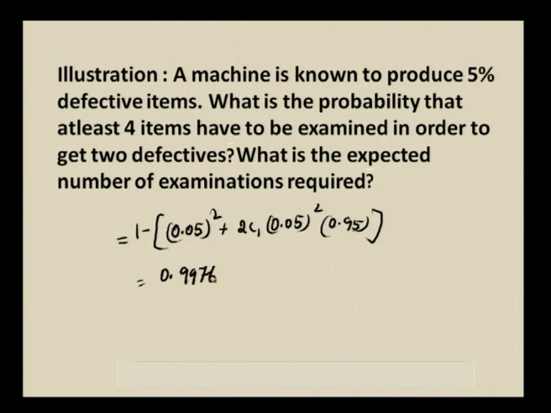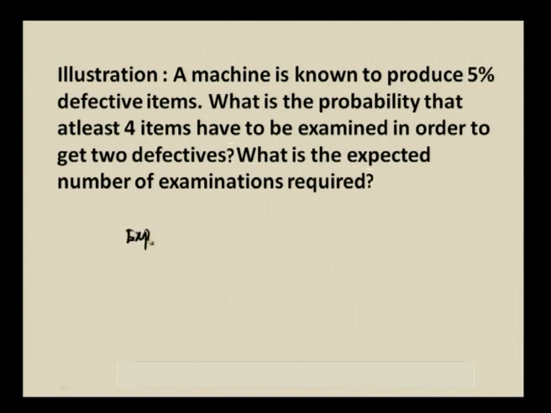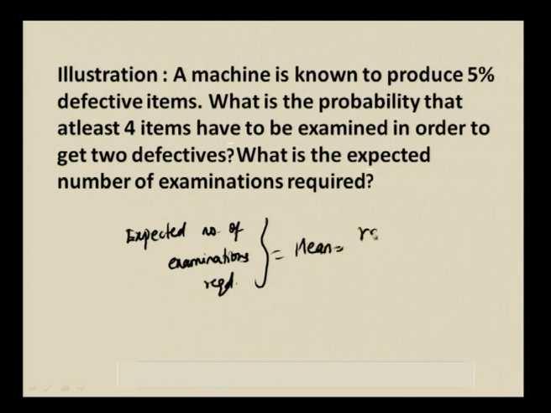And in this same question you are asked to find the expected number of examinations required. The second question, expected number of examinations required, is nothing but the mean. Mean is equal to rq/p squared. Here r is 2, q is 0.95 and p is 0.05, squared, and the answer comes to be equal to 38. So, based on the discussions about the problems worked out, we can do this exercise.